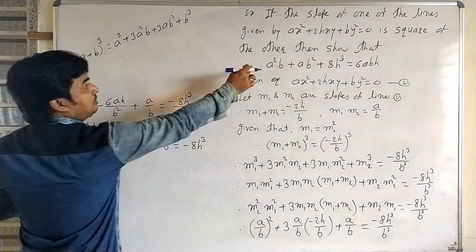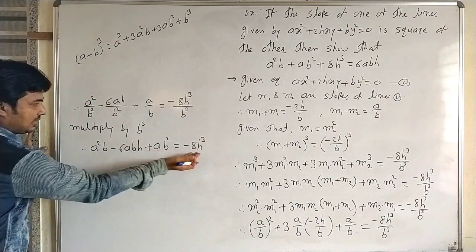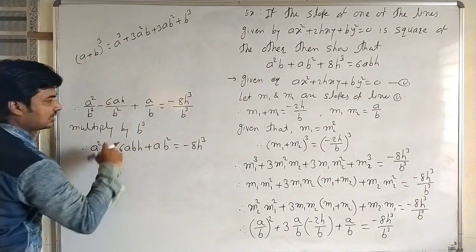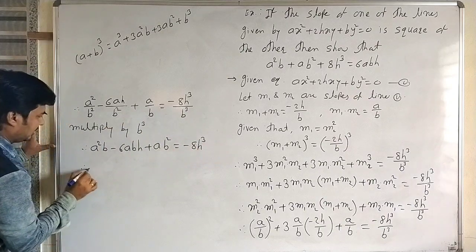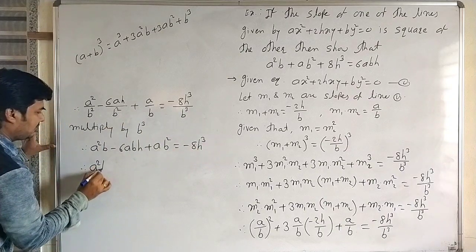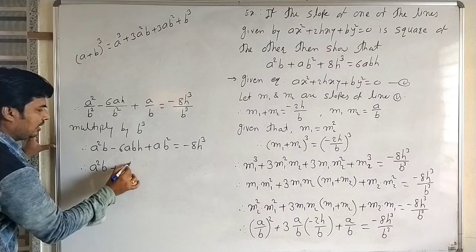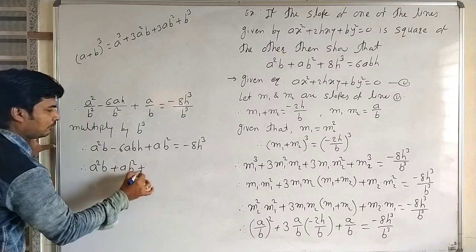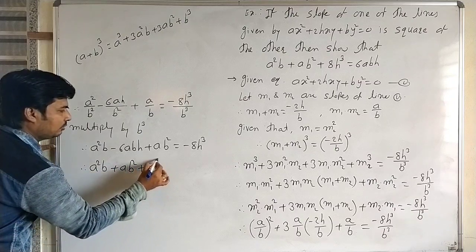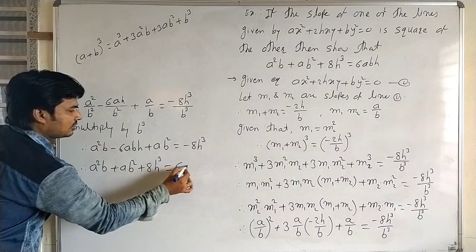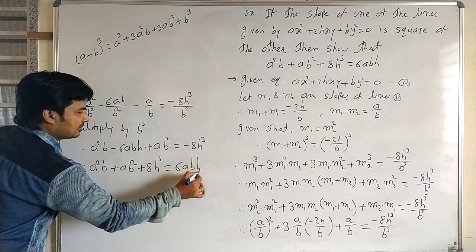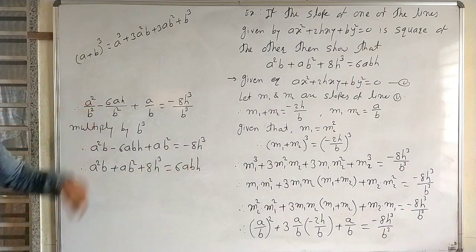Now this proof can be written in the form of this: minus 8h cube on the other side, minus 6abh on the other side, then a square b plus a b square plus 8h cube is equal to 6abh. Okay, it is the last answer.